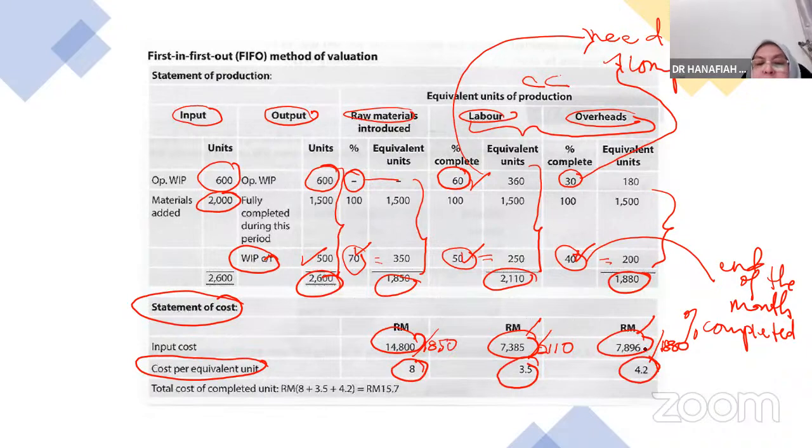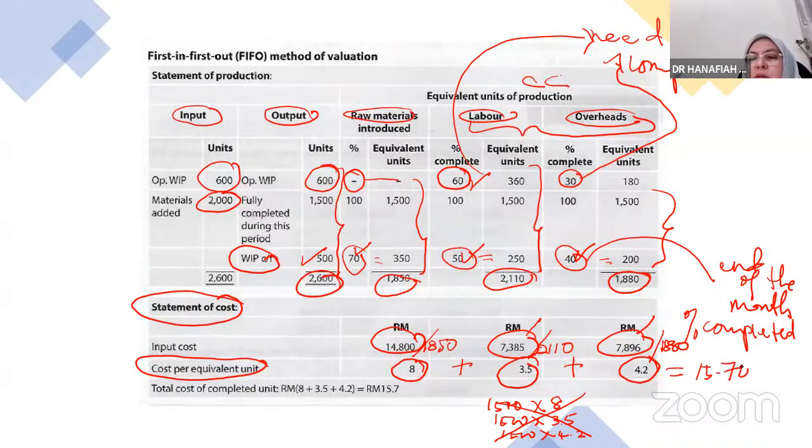To calculate the completed unit cost, I have to total up. Do not do it three times. Some students like to write like this: 1,005 times 8, 1,005 times 3.5, 1,005 times 4.2. It is not wrong, but you need to save your time. During the exam, you know that the completed unit is the total cost of 15.70. So therefore, you just take 1,005 times 15.7.